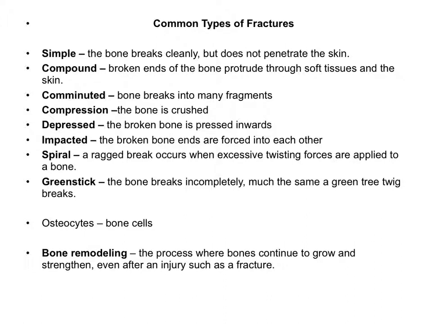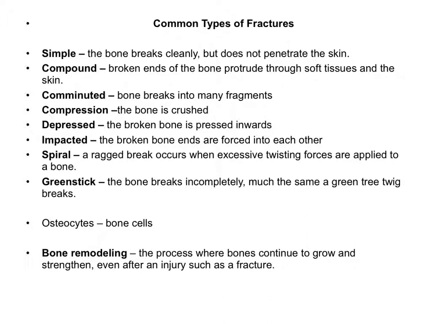Next is the comminuted break or fracture. This is where the bone breaks into many fragments. Then there's the compression fracture where the bone is crushed. Next is a depressed fracture, and that's where the bone is pressed inwards. There's an impacted fracture where the bone ends are forced into each other.